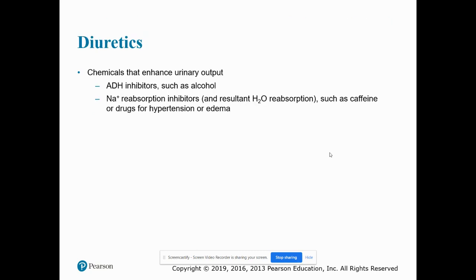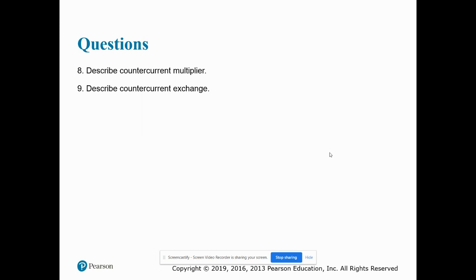Then we have diuretics, and these are chemicals that enhance urinary output, things like ADH inhibitors like alcohol, sodium reabsorption inhibitors like caffeine, or drugs for hypertension or edema.